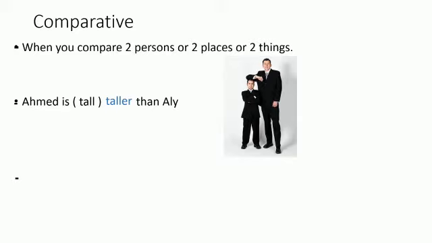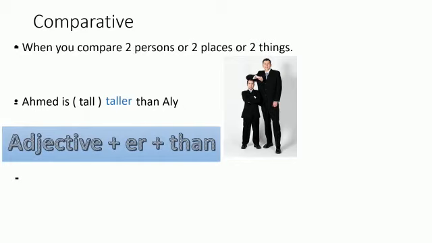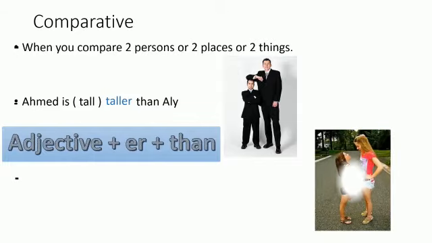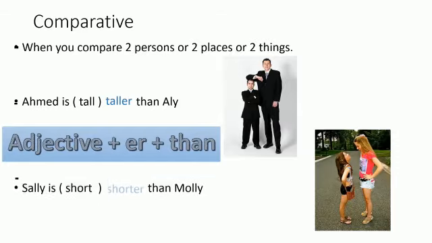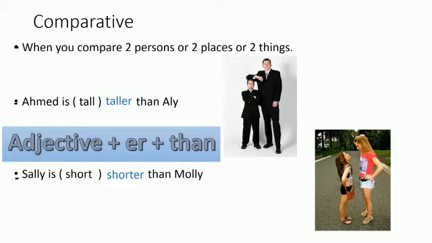I add to the adjective, I add to tall, er. Then I add than. So the rule is adjective plus er plus than. For example, Sally is short, Molly. Our rule: adjective, then er, then put than. So I will add er to short and then. So it will be Sally is shorter than Molly.